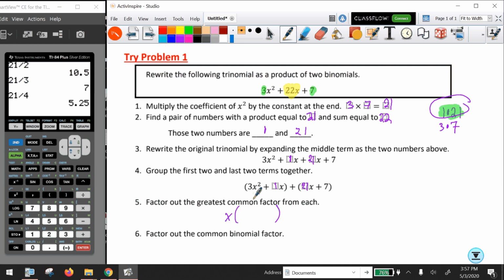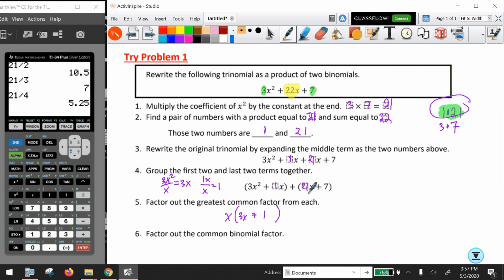X goes into 3x squared how many times? If you're not good at that, just write it off to the side. Do 3x squared divided by x, and then use your rules that we learned for properties of exponents. You subtract the exponents on the x's because they have a common base, and 3 divided by 1 is 3, so it's 3x. And then 1x divided by x is equal to 1, so we have 3x plus 1.